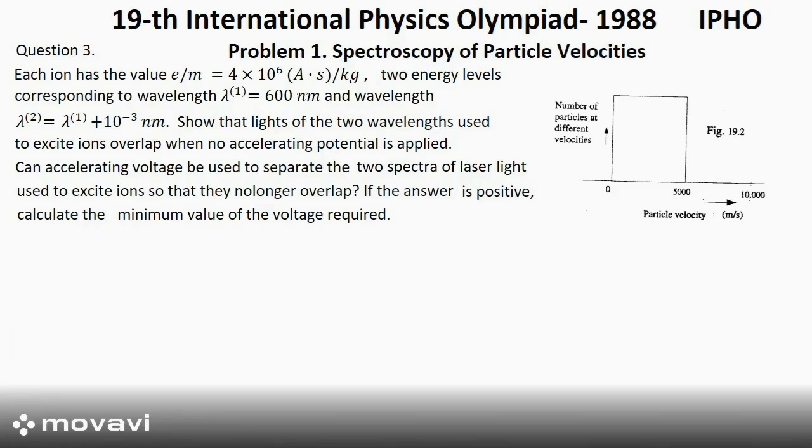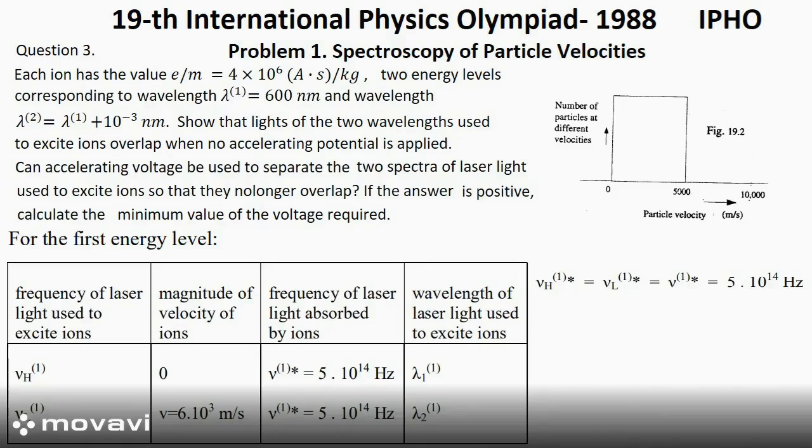Finally, the sign star indicates the value of the wavelength, lambda star, or frequency, nu star, absorbed by the ion, the characteristic absorbed frequency, when no accelerating voltage is applied. For the first energy level we have the next table.